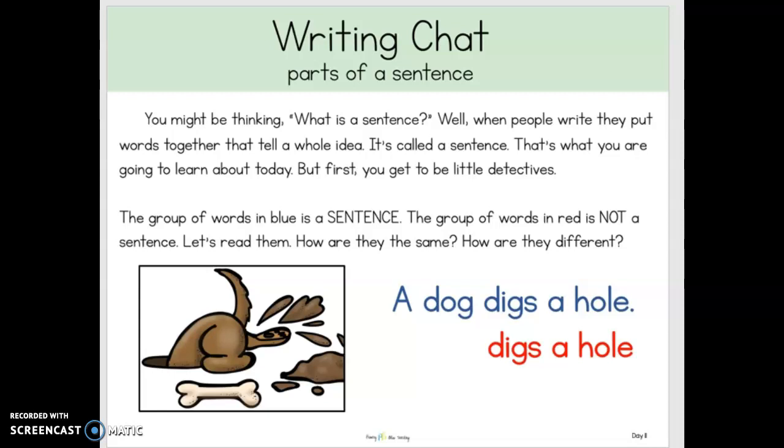The blue one says, a dog digs a hole. The red one says, digs a hole. So they're the same because they both say digs a hole, but they're different because the first sentence says, a dog digs a hole. It gives me the whole idea of the sentence, right? I know that a dog is digging a hole. But the second one is not a sentence. It just says digs a hole. So I'm not sure what or who is digging a hole.